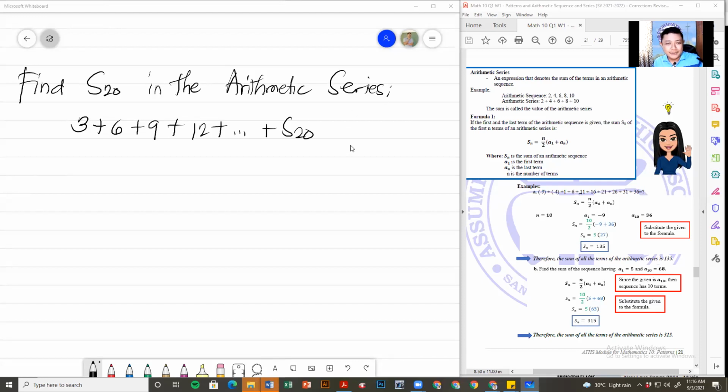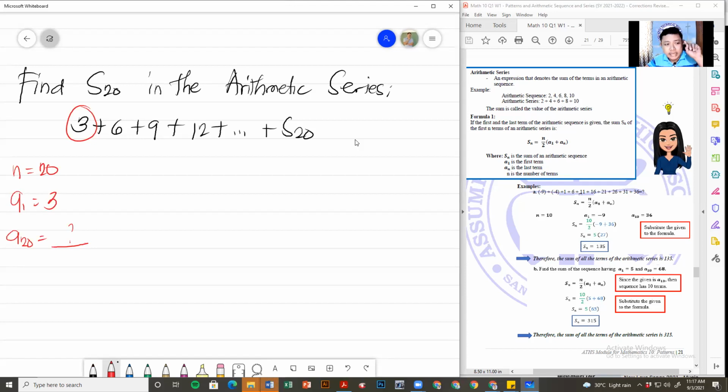Okay, let's now go back. Diba? All we need to do is to find n. N is not a problem. N is 20, no problem. A sub 1 is also not a problem because it's already there. That's 3. But A sub 20 is what's not around. Oh, wala ang last term. So, you have two options to do in solving this problem. Okay, two options. Take note of this.